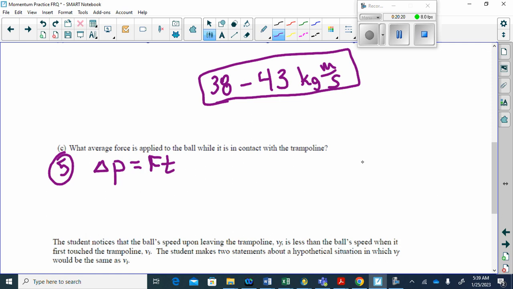You could also calculate using this equation. So this equation is also valid. But using our answer from the previous part and stating that the time is 1 second, and I'm just going to use the average value of about 40 right here.